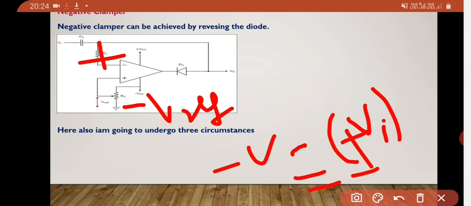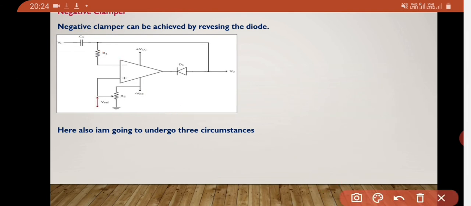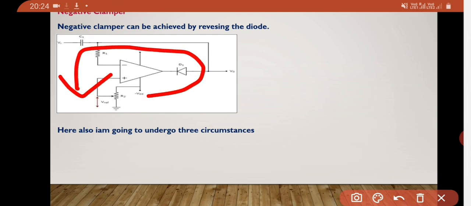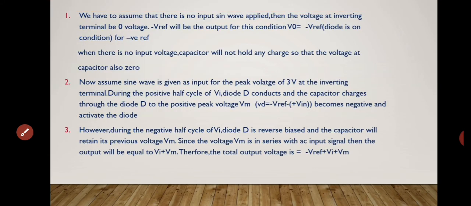Whenever the output is negative, and it is connected to the cathode, the diode will conduct and it will charge the capacitor this way, and it stores the peak voltage up to Vm. Then I again consider the negative half cycle.